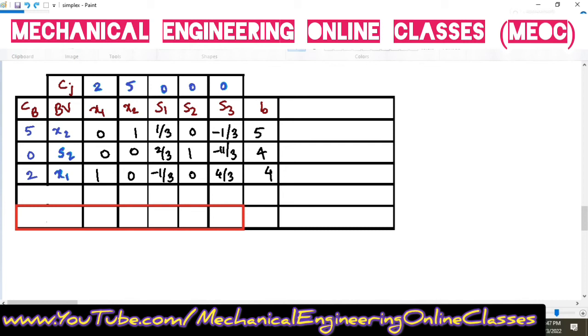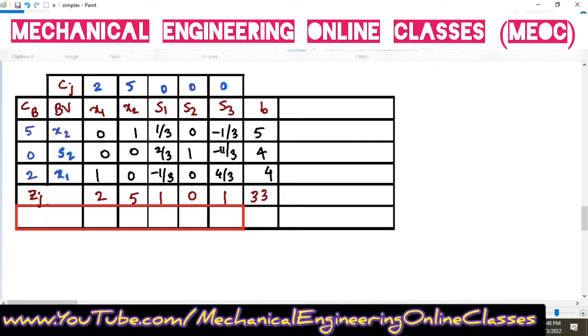We can now find the value Zj. 5, 1, 0, 1. Here it is 5 5s, 25, 25 plus 0 into 4 is 0 plus 2 into 4. 25 plus 8 is 33. So compared to our previous table, here we are getting a better Z. Previously it was 30, now it is 33.